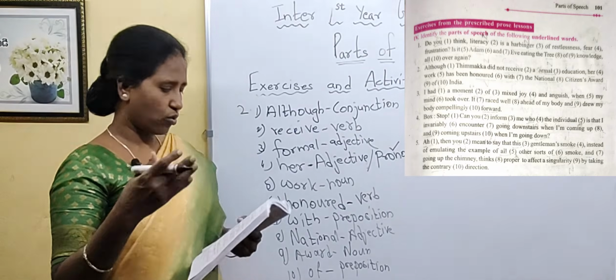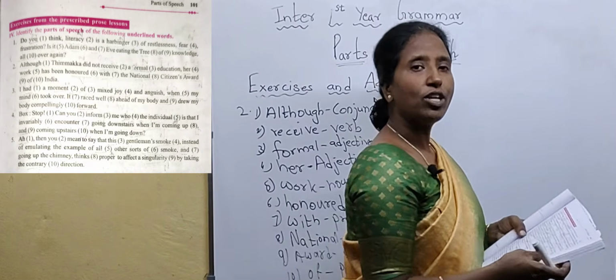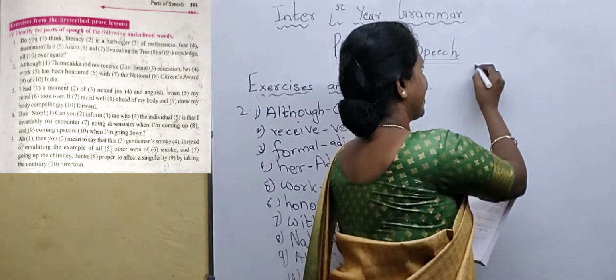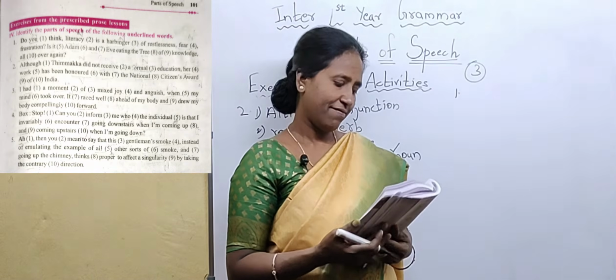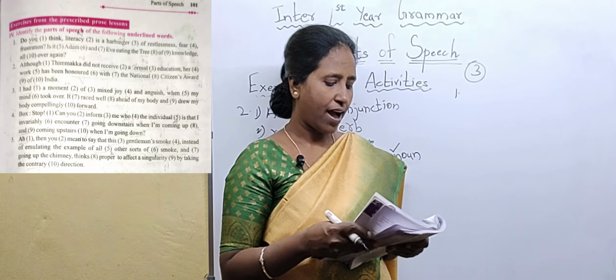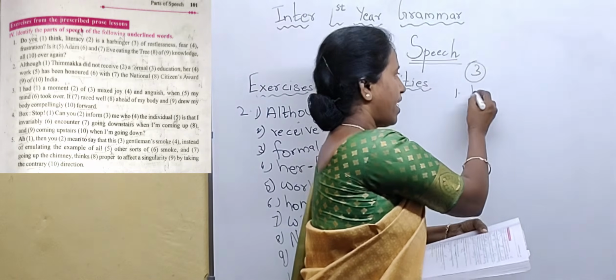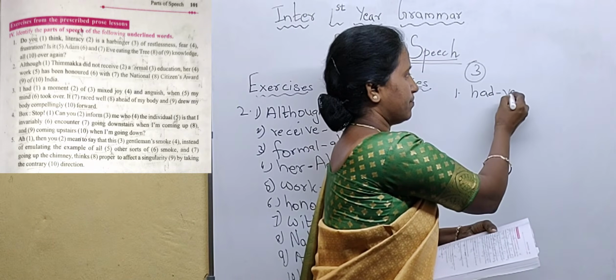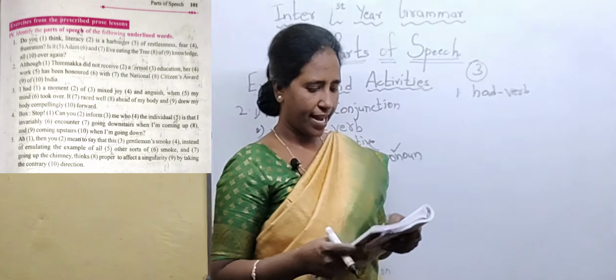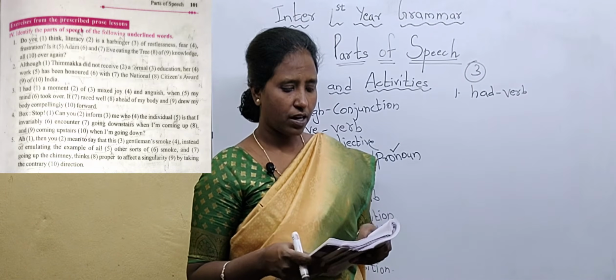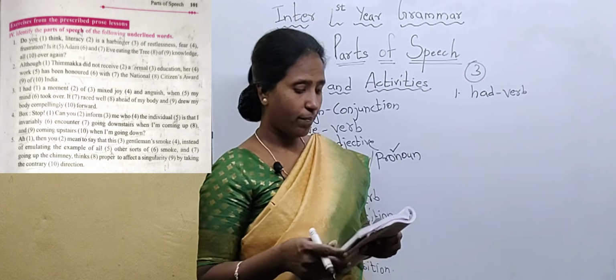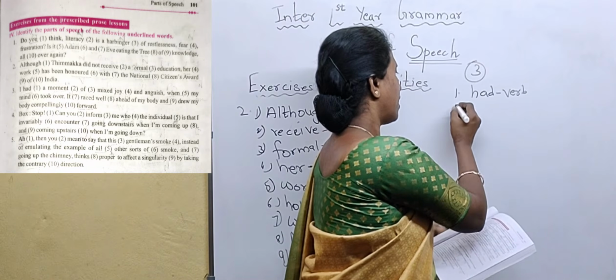Okay, so we move on to the third one. Let's do the third one. I had a moment. I had. Had is the verb. I had a moment. Moment is a noun.